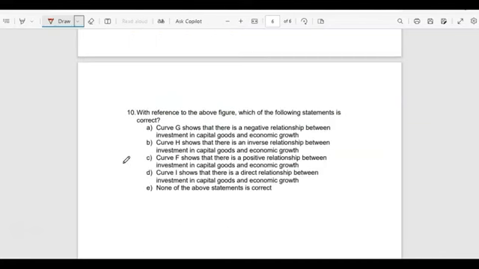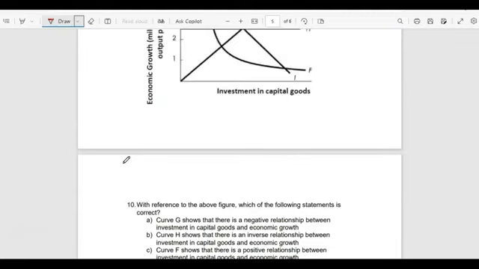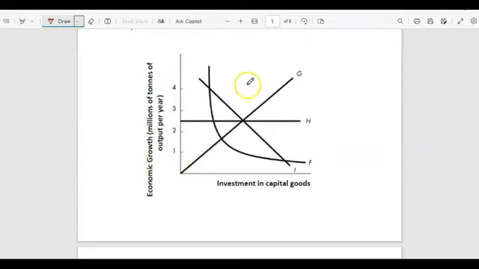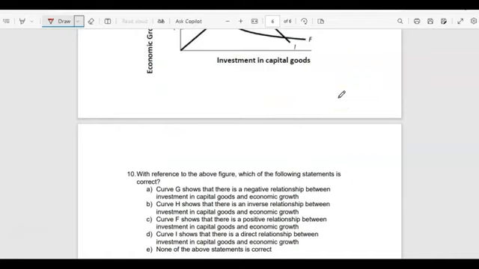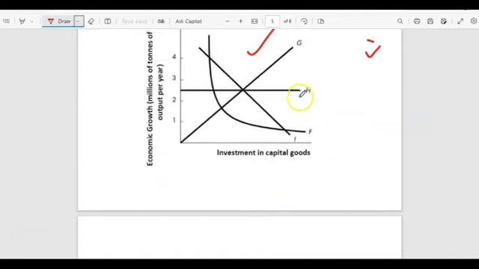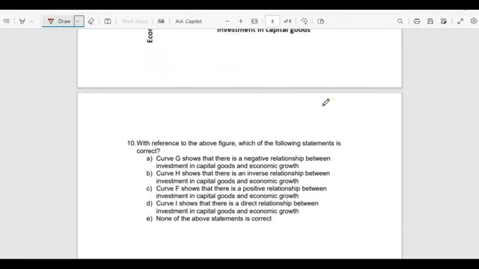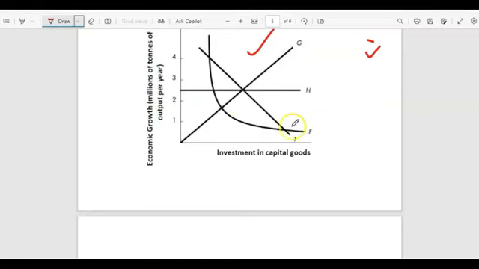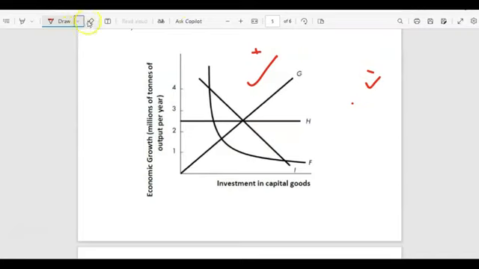Next question. With reference to the above figure, which of the following statements is correct? So first, curve G shows a negative. No, that's a positive because it looks like a tick. Tick is positive and this tick is negative. So if you look at the shape, you can tell positive from negative. So obviously G is positive, it's not negative. X shows an inverse relationship. H, no, H shows that there is no relationship, so it's not inverse. F shows that there's a positive relationship. F, no, it's negative.